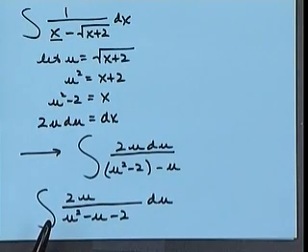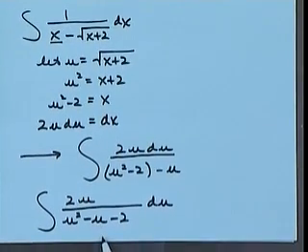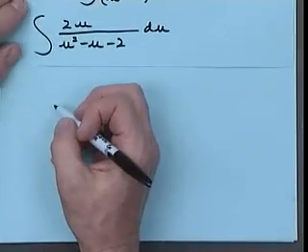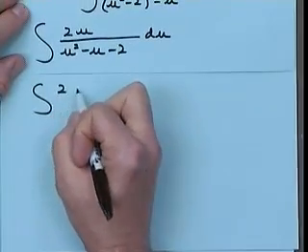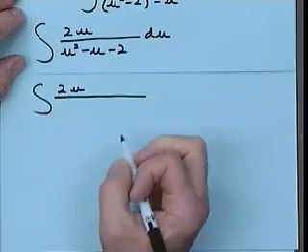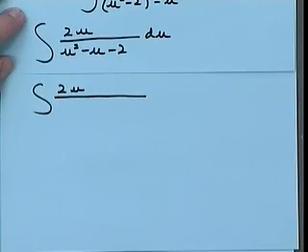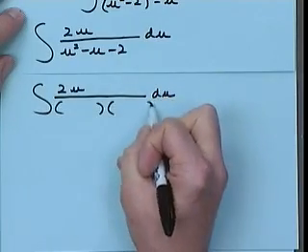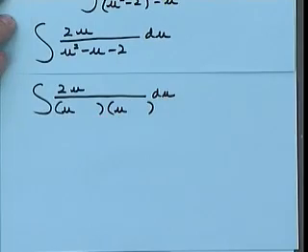Is that any better? I'm not saying it's in a form where we can integrate it, but is it better than what we started with? Possibly. If we can now deal with this, how do you think we might want to deal with this? Partial fractions. If it factors, that would be nice. I think it does. What is that quadratic denominator factored into two linear factors? u minus 2 times u plus 1.